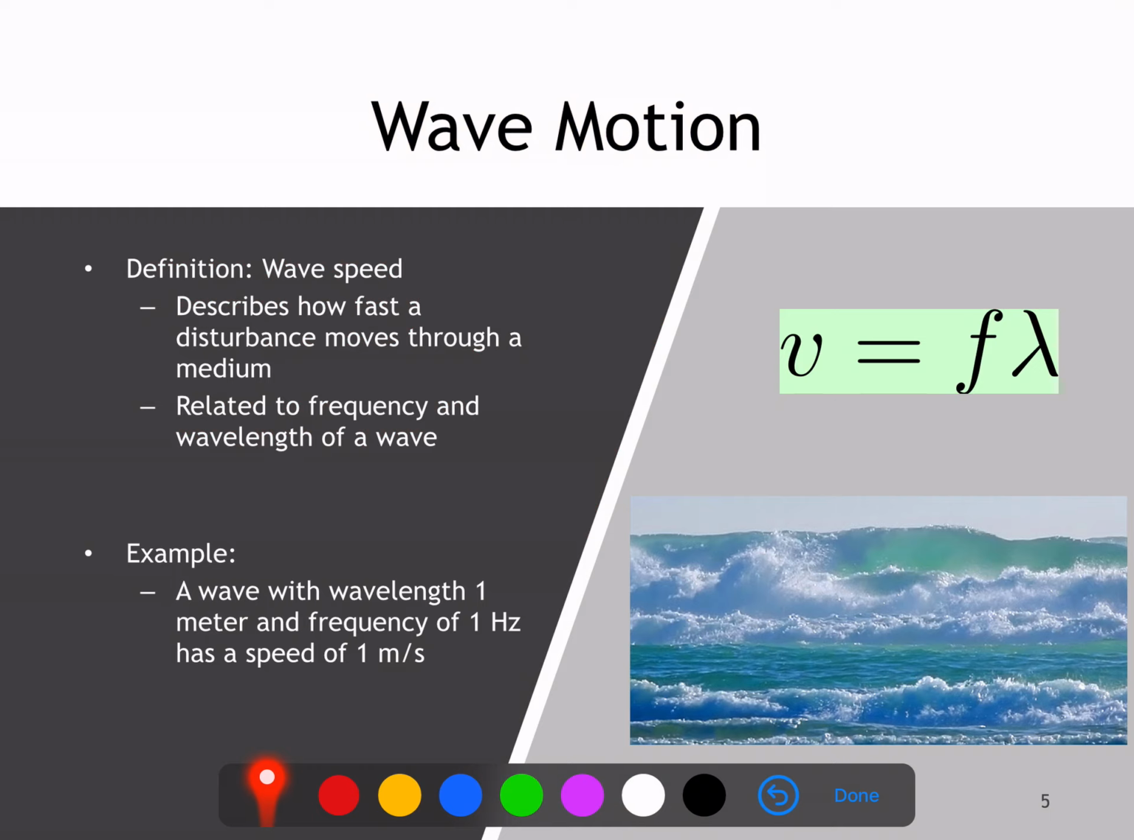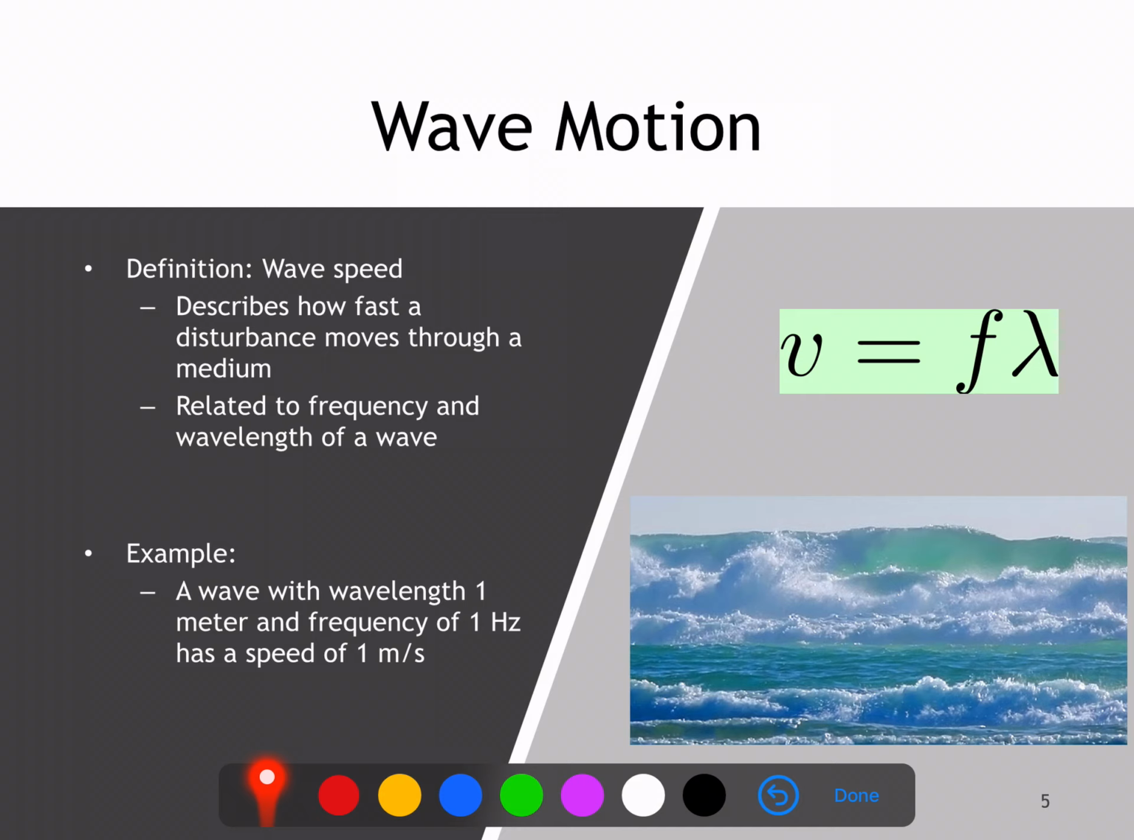We can also define something known as the wave speed, which describes how fast the disturbance moves through the medium. That wave speed is related to both the frequency and the wavelength of the wave. It's proportional to both. So the product of the frequency times the wavelength will give you the wave speed.